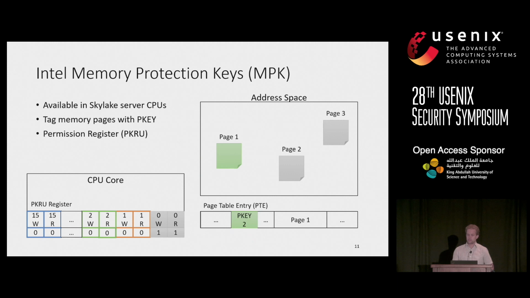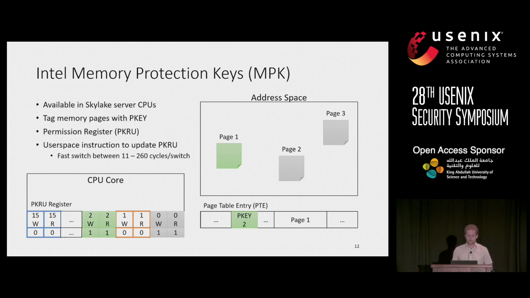Access to memory pages of a particular protection key is controlled via a new processor register called PKRU. And this permission register holds a read and write bit for every protection key. At application start, only protection key 0 is accessible. To enable or disable access to data in a particular protection key, a new user space instruction called WRPKRU updates this permission register. This user space instruction is what makes ERIM very fast.